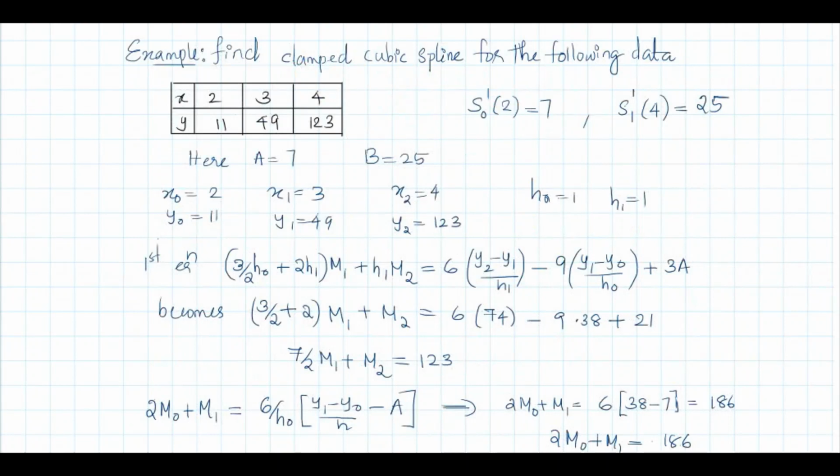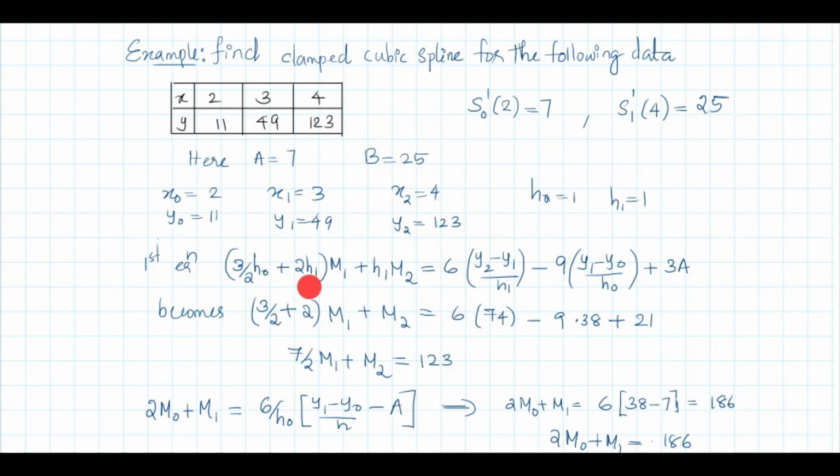So I will do the same example. Find the clamped cubic spline for the following data. Data is the same as before: x values 2, 3, 4, y values 11, 49 and 123. The derivative at the first end is 7 and the derivative at the last point is 25. These are the given conditions. So A is 7, B is 25. These are the x0, x1, x2 values, y0, y1, y2 values, h0 is 1, h1 is 1. All these are the same as in the previous case.